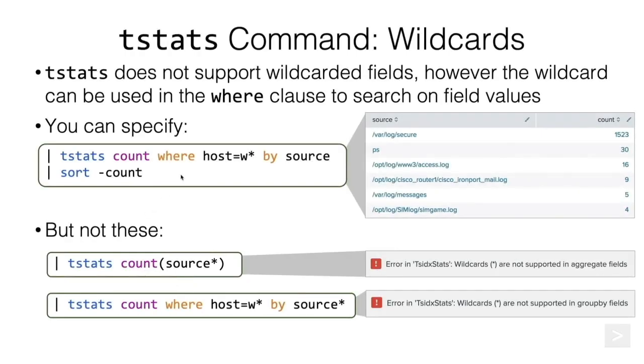Another thing to note that's a difference between stats and tstats is that I can only use wildcards for field values. The stats command allows me to use wildcards in various parts of the syntax where I specify a wildcarded field name. Wildcarded field names are absolutely not allowed in this tstats command.